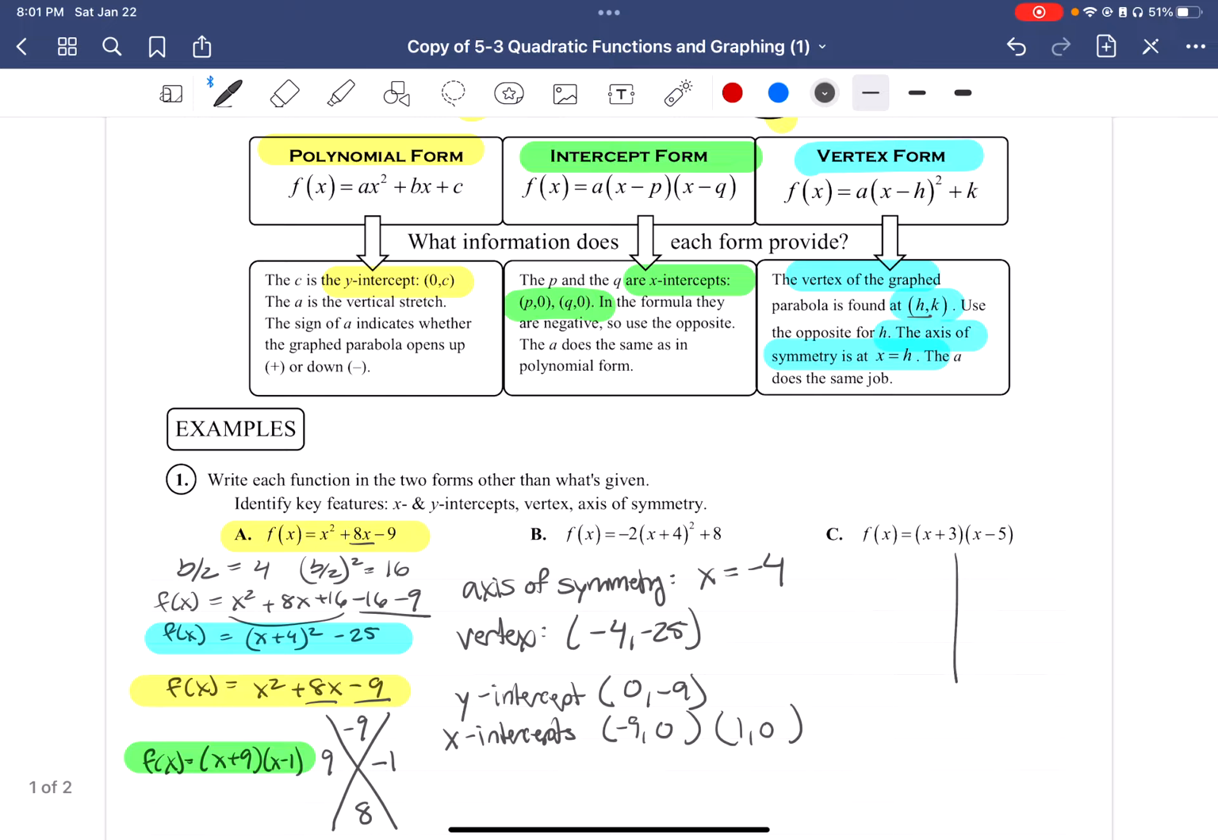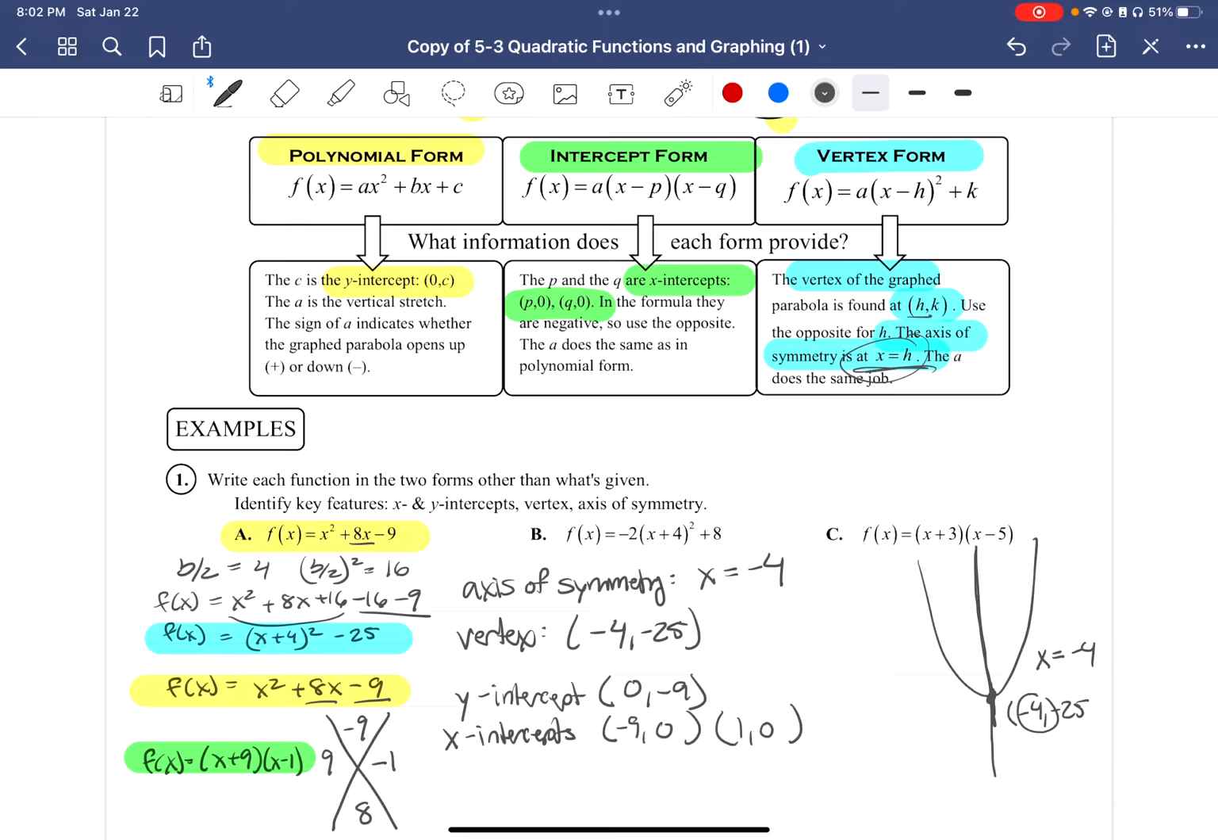Another way to think about this: if we have a parabola and it has a vertex, the axis of symmetry is a line that goes right through the vertex. And in this case, our vertex is at the point (-4, -25). So it's a line that goes through that point. And since it's a line that goes up and down, it's going to be x equals whatever the x value of the vertex is. So it'll be x equals -4. But the easy way to do it is to just look at the information in the box in vertex form. The axis of symmetry is that line x equals h.